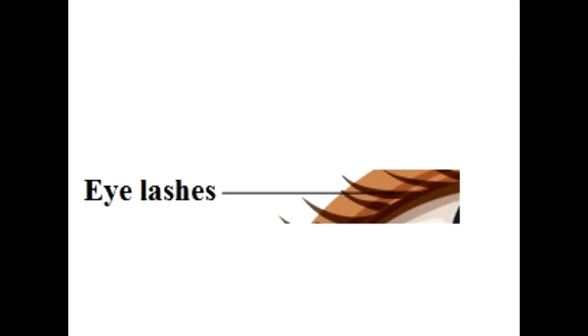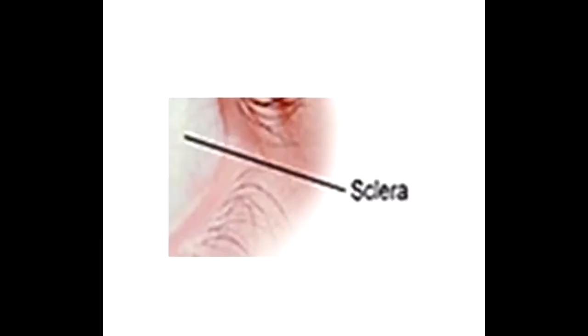Then we go to another part, that is eyelashes. They prevent water, sweat, and other particles from entering the eye. In other words, they also flick away dust. Then we have another part which we call sclera, or what we call the eye white. This is a tough, non-elastic fibrous coat around the eyeball.